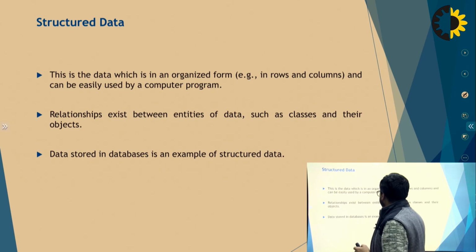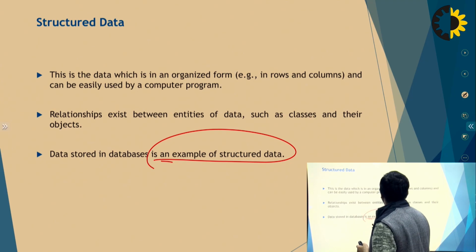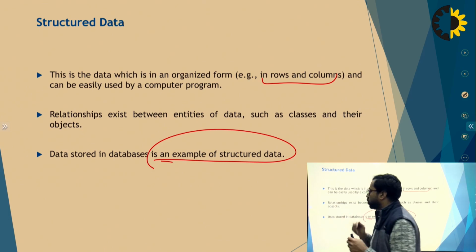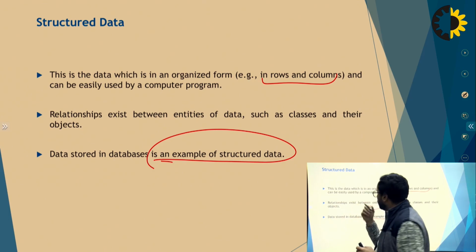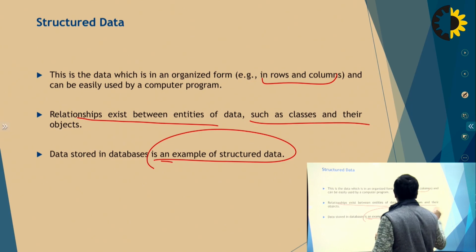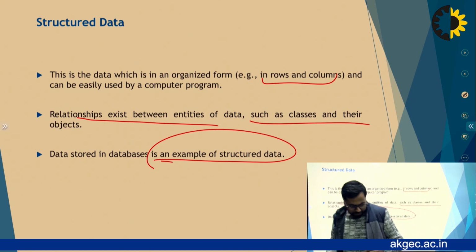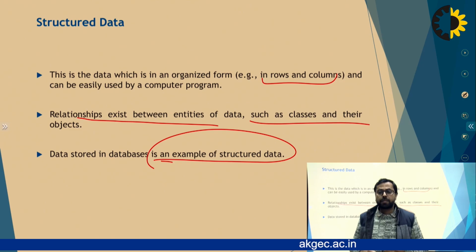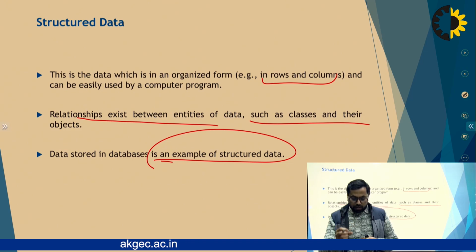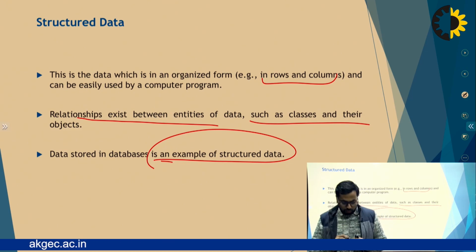Structured data is exemplified by the database, where data is formed in rows and columns because it has a structured formation. So mapping is very easy for recovering and retrieving the data, and a relationship exists between the entities of data, such as a class and its objects. For example, when we prepare a class in Java programming, we have a class and object relationship.